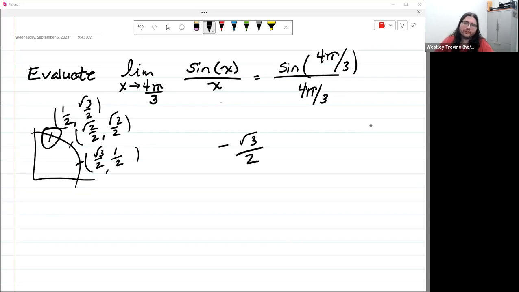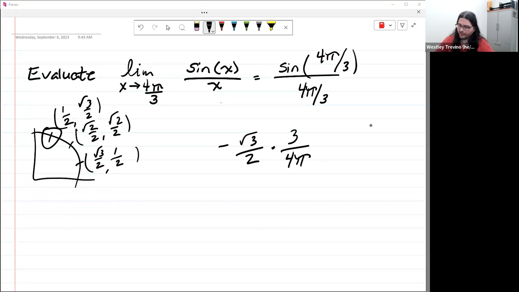You can also just ask your calculator as well. So that's negative square root of 3 over 2 divided by 4 pi over 3, but I'm going to show that as multiply times 3 over 4 pi to make that a little easier on me.